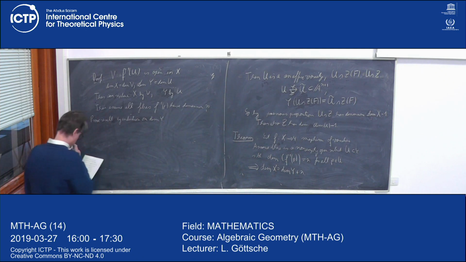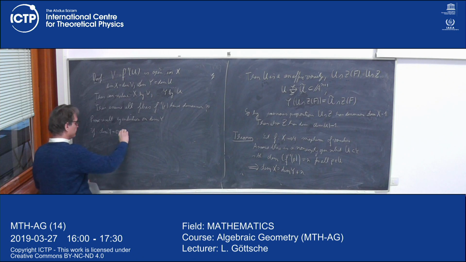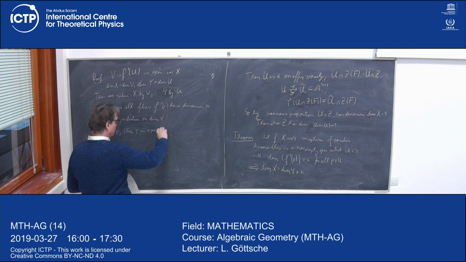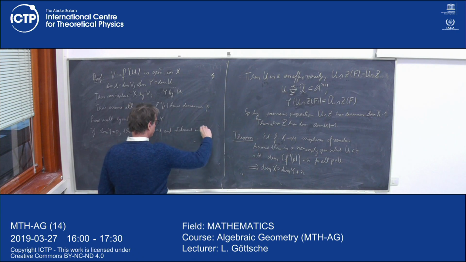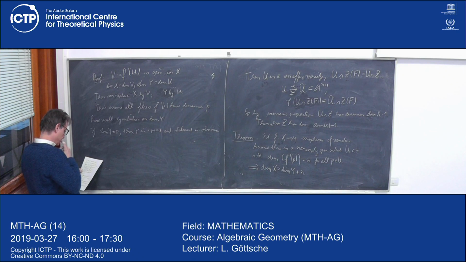So let's try to do it. So if the dimension of y is 0, then y is a point, and this statement is trivial. It's obvious, because x is just the fiber, which has dimension n. So we have to do the induction step.